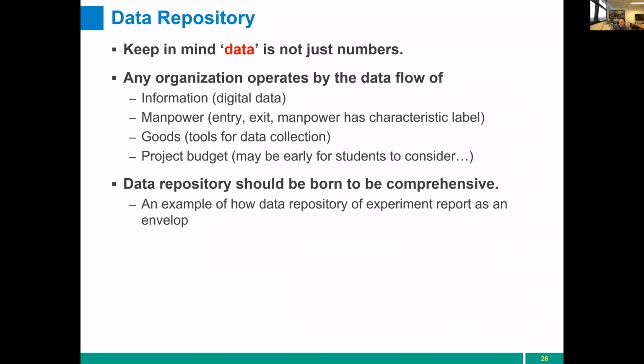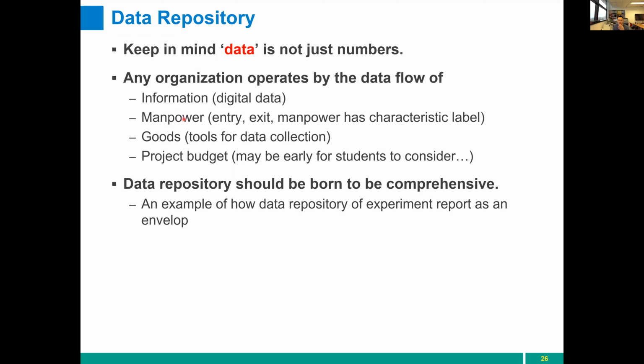So the previous 2 items probably can concentrate to one point, which is we have to keep in mind your data set is not just a number. They are not just a number, and they are not just a number for very important reasons. For any organization, it can be a research group, a company, or a big corporation, they operate by the data flow, not only by the numbers. And the numbers are only part of the information. They are mostly the digital data.